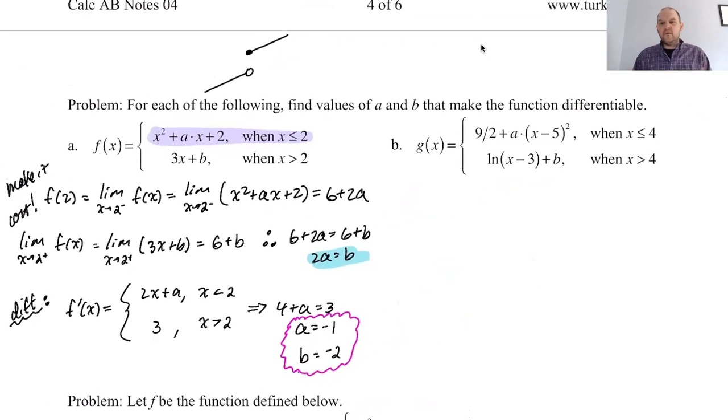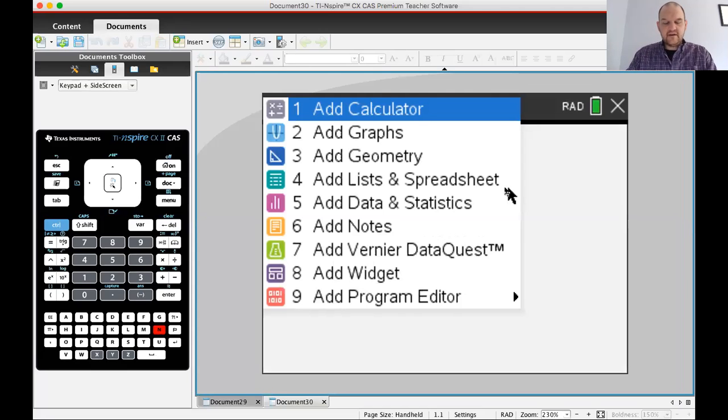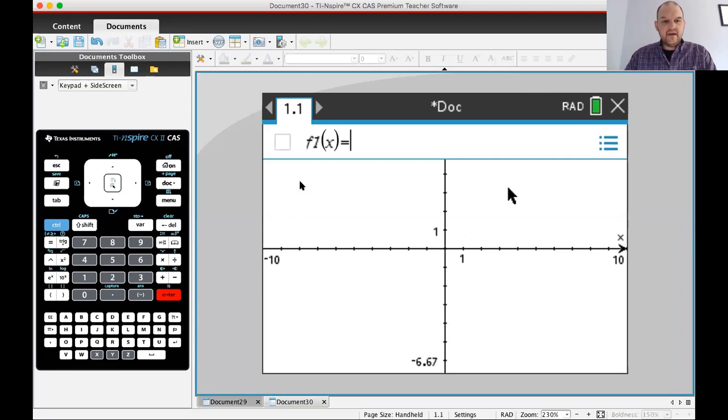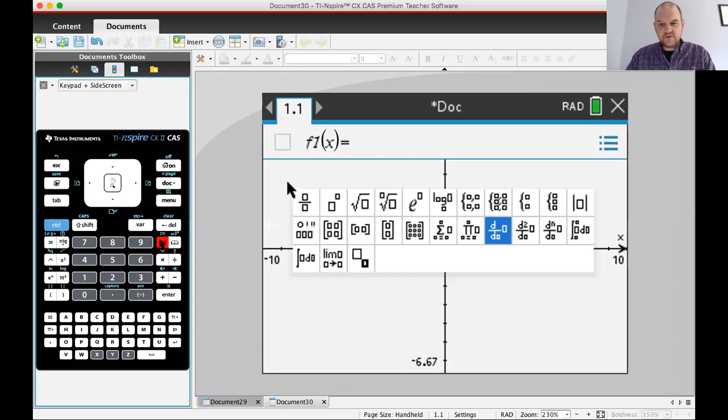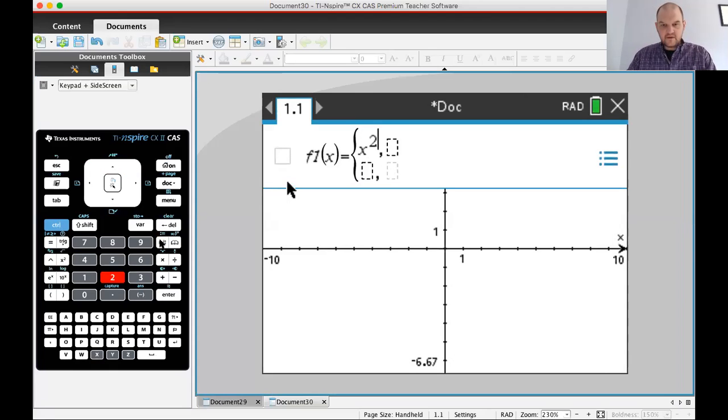All right, so what I think would be interesting is to look at this. Let's see if we got it right. I'm going to go to the calculator, use a graph page, and graph the piecewise function using the values of a and b that I found. So it'll be x squared minus x plus 2, valid when x is less than or equal to 2. Less than or equal to is control equals and then pick it out, but it's just faster to type it. And then 3x minus 2 when x is greater than 2.